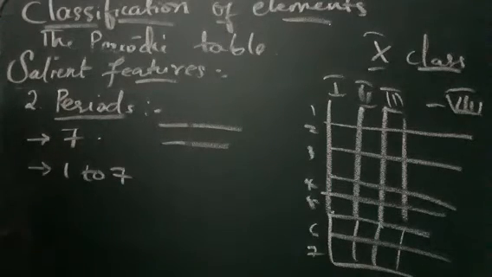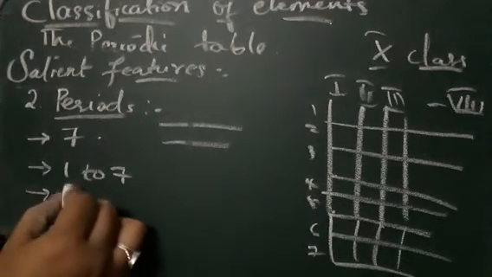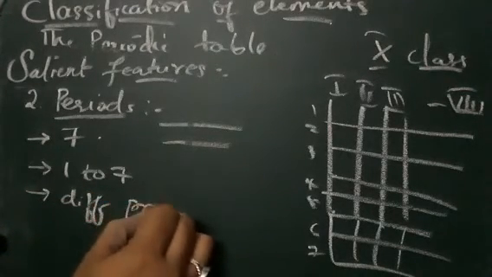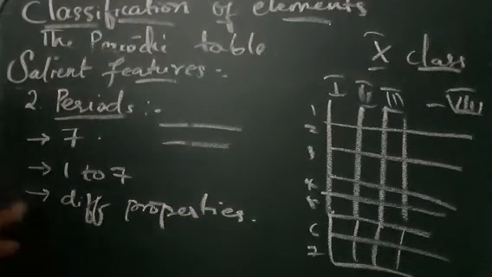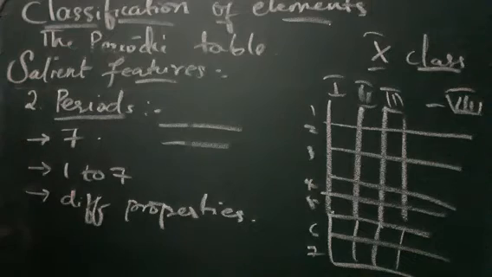The elements in a period differ in their physical properties from one another. Their properties don't match with each other, and a period comprises the entire range of elements after which properties repeat themselves.